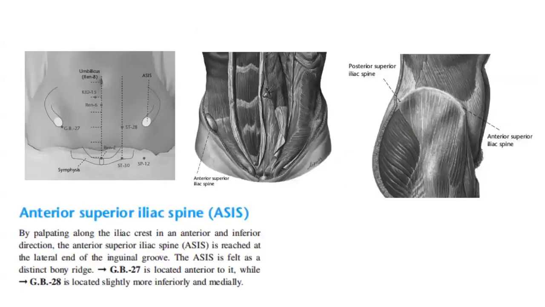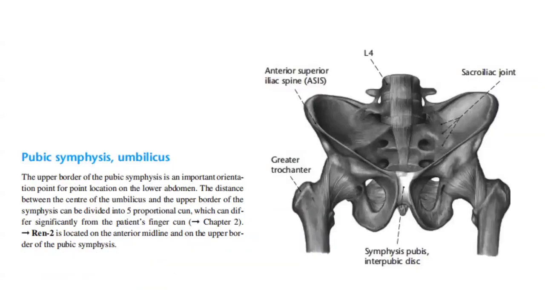By palpating along the iliac crest in an anterior and inferior direction, the anterior superior iliac spine, ASIS, is reached at the lateral end of the inguinal groove. The ASIS is felt as a distinct bony ridge. GB27 is located anterior to it, while GB28 is located slightly more inferiorly and medially.